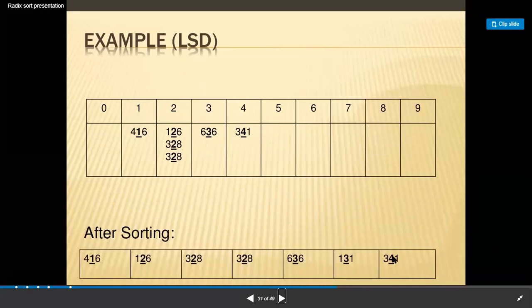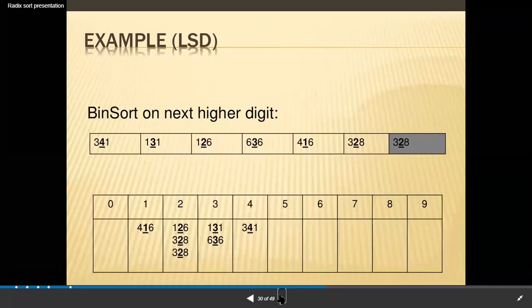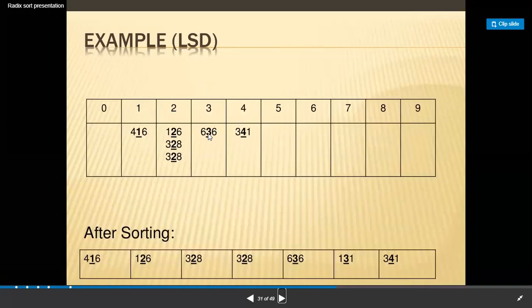341, 636. What does this come from? I think it was written by mistake. I don't see any 131 here. Wait, let me check. Oh, there's a 131 here. So it was actually by mistake that they didn't write 131 here.